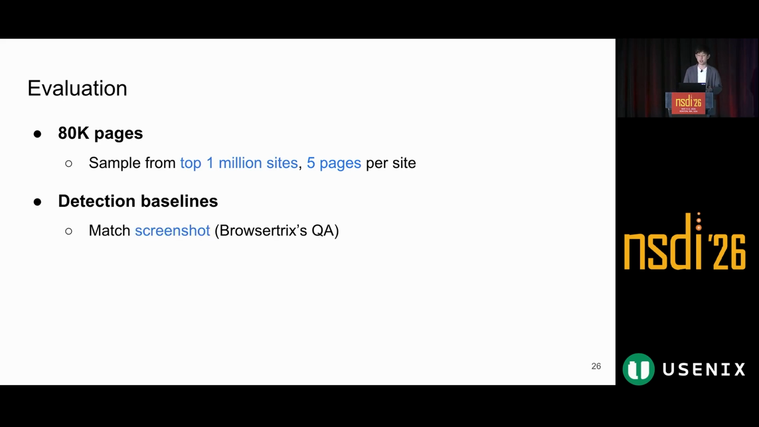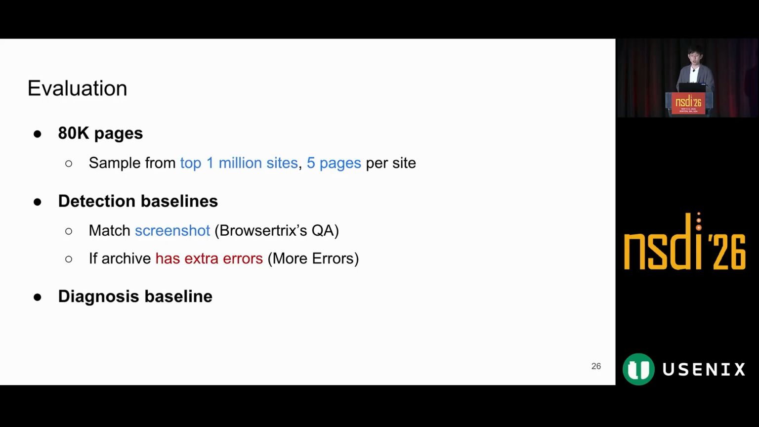One is screenshot matching, which is widely used by today's archival systems and quality assurance tools like BrowserStack. And we also introduced another baseline that tries to mimic how humans do this, by checking if the archive has introduced any extra errors during loading, and we call this the small errors baseline. We also bring this small errors baseline into diagnosis, where a developer can try to reason about these extra errors as the source of the problem.